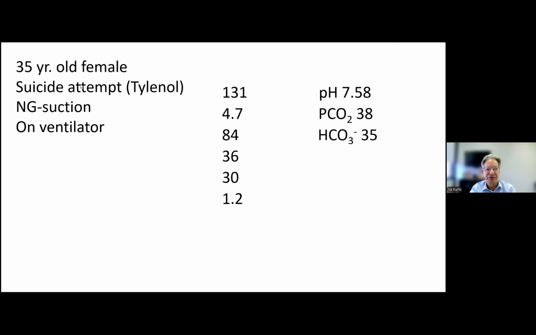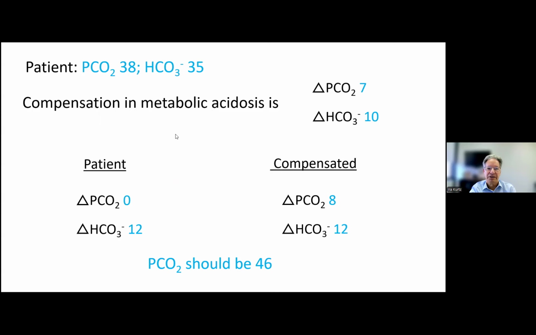Here's another case of a 35-year-old female suicide attempt with Tylenol, NG suction, and on a ventilator, and here are the numbers. So the PCO2 is normal and the bicarbonate's increased. So the delta PCO2 is 0 and the bicarb's gone up 12. So if this is a metabolic, this should be alkalosis, I'm sorry.